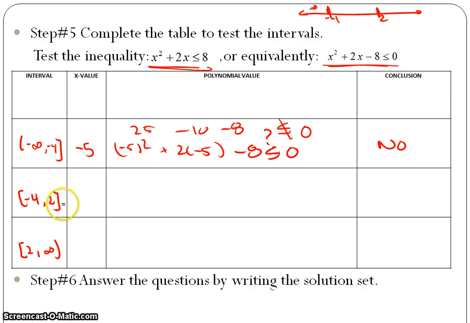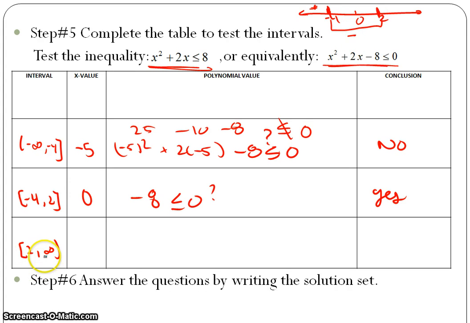Then I'm going to pick a number between minus 4 and 2. Well, 0 is always an awesome number to pick if you ever can. Plug it in, and I have minus 8. Is that less than or equal to 0? Yes, which tells me that on this interval between minus 4 and 2, it is less than 0. It's going to be negative.